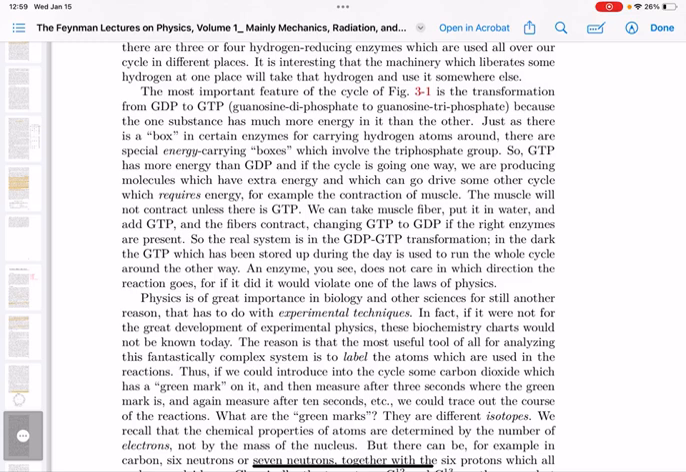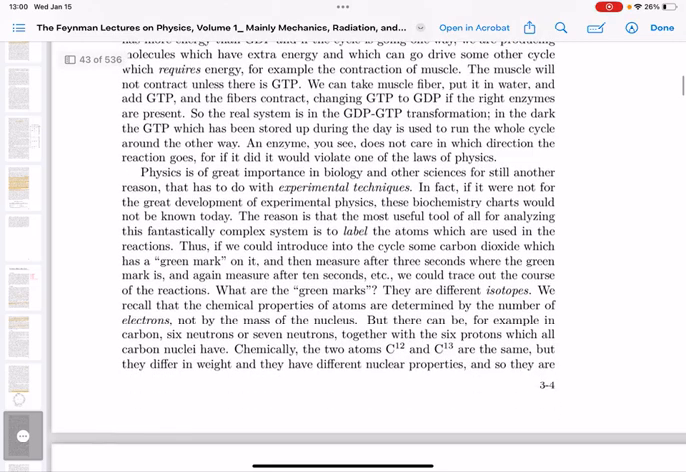For example, the contraction of muscle. The muscle will not contract unless there is GTP. We can take a muscle fiber, put it in water, and add GTP, and the fibers contract, changing GTP to GDP if the right enzymes are present. So the real system is in the GTP transformation. In the dark, the GTP, which has been stored up during the day, is used to run the whole cycle around the other way. An enzyme, you see, does not care in which direction the reaction goes, for if it did, it would violate one of the laws of physics.